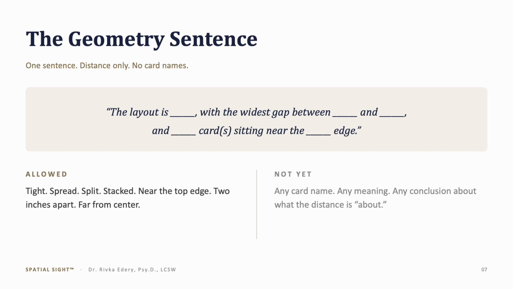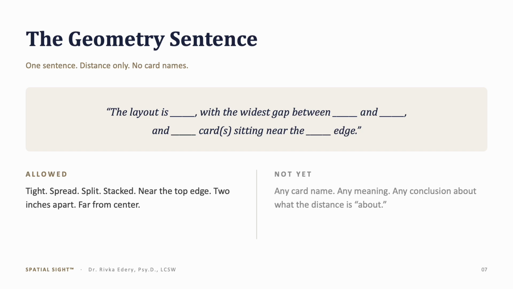Here's what you are allowed to put in those blanks. Tight, spread, split, stacked, near the top edge, 2 inches apart, far from center, all structural words. All words that describe the shape of the arrangement and the sizes of the spaces in it.